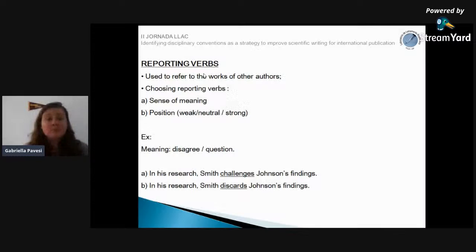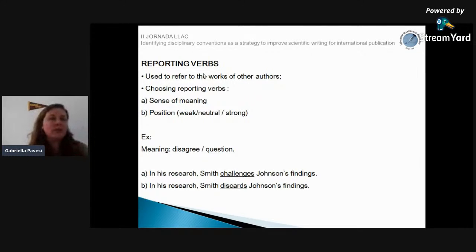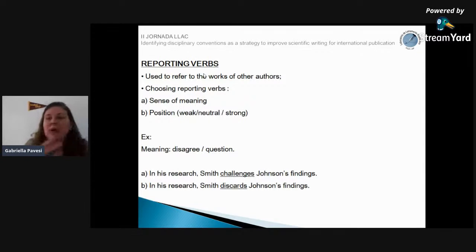And when we decide which one we are going to use in our article or in our dissertation, we have to make a choice. Which one am I going to use here? It's something that occurs frequently that students come to the lab with an issue of repetition of reporting verbs. So I'm always using "explains" or "says" or "shows," and I don't know how to choose a different one. So this choice, we have to take two things into consideration when we choose which reporting verb to use.